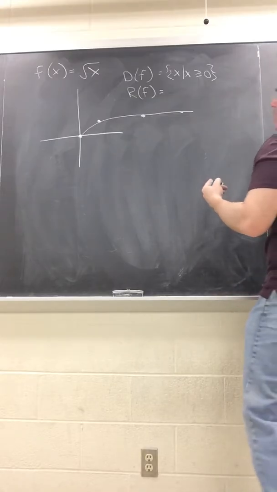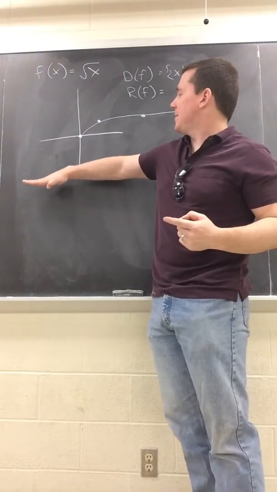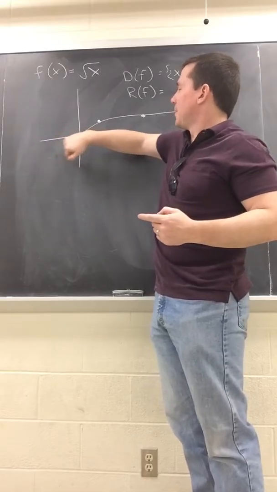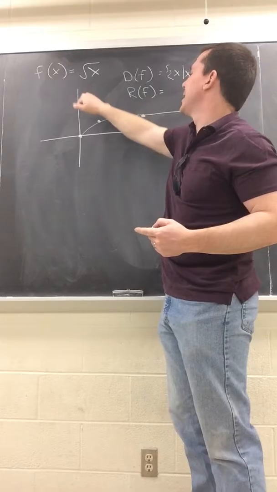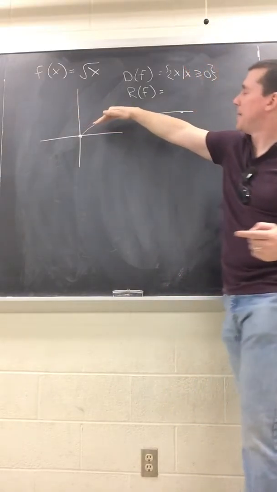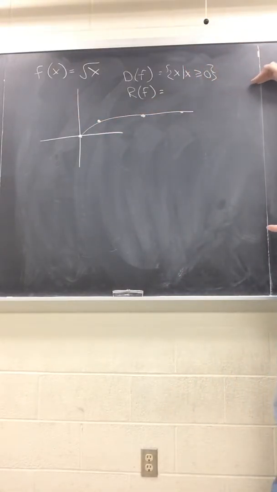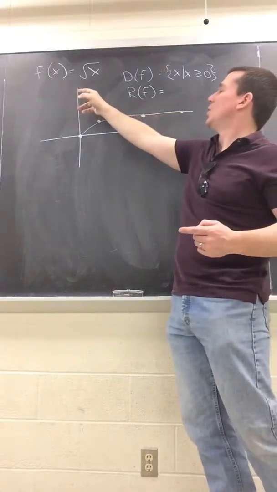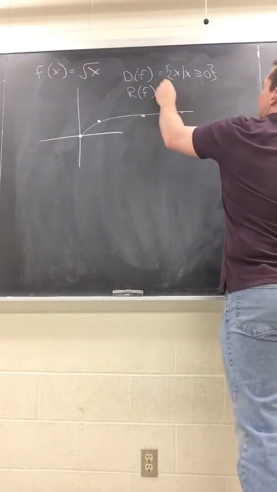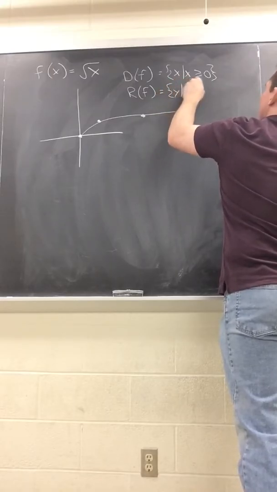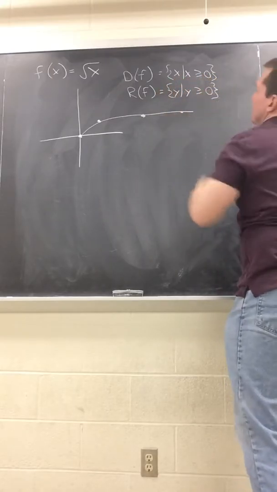As far as the range goes, well, let's see. None of these y's get touched. The first y that gets touched is 0, and then all of these up here will get touched. It looks like this stays flat, but it does keep getting bigger and bigger over time. So ultimately, all of these y's will get touched. So the range will be the set of all y's such that y is greater than or equal to 0.